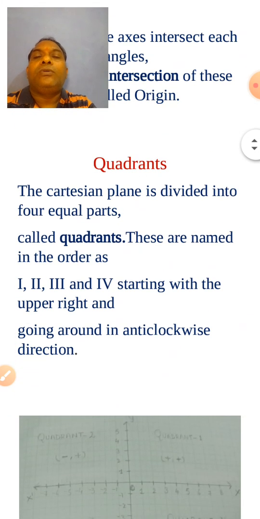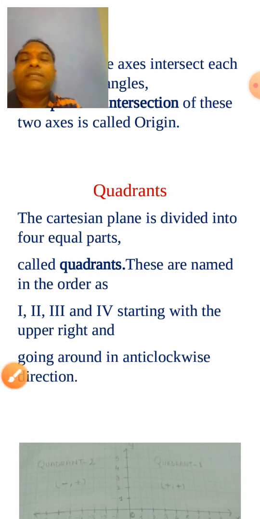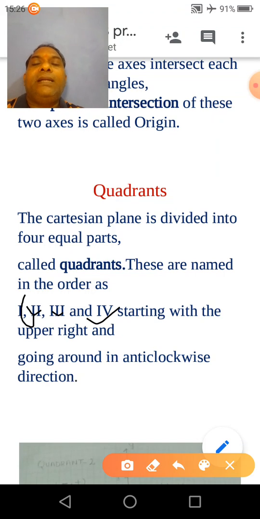Now quadrants. The Cartesian plane is divided into four equal parts called quadrants. These are named in the order as first, second, third and fourth, starting with the upper right and going around the anti-clockwise direction.